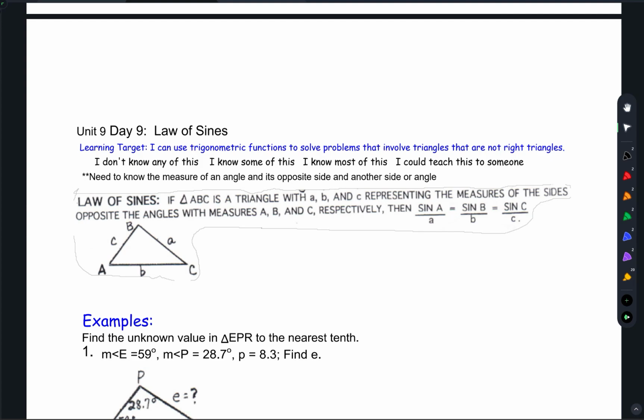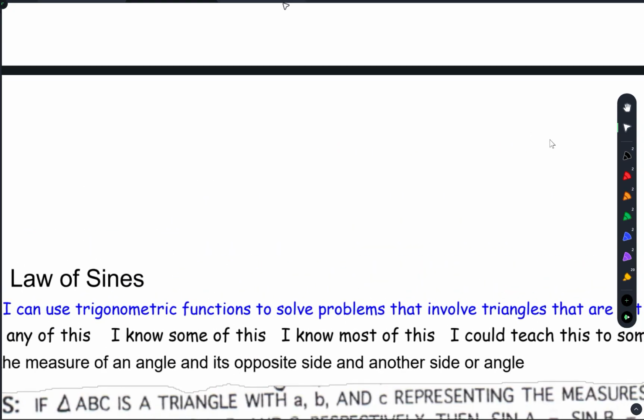3.9. It's called Law of Sines. We just got 2 more lessons before your test, so we're going to shake things up a little bit. So far, let's review what we have done thus far.